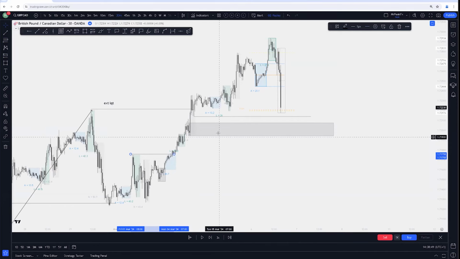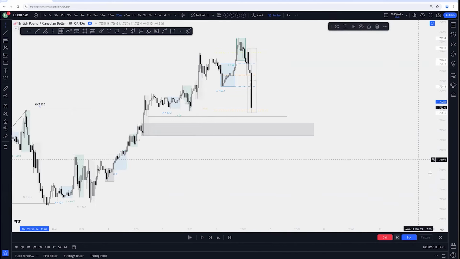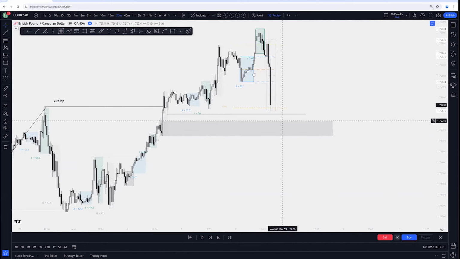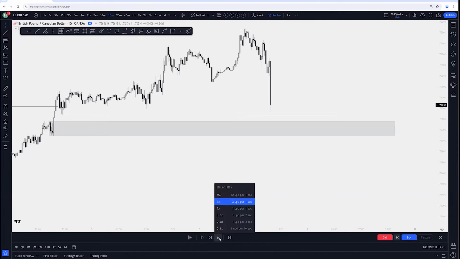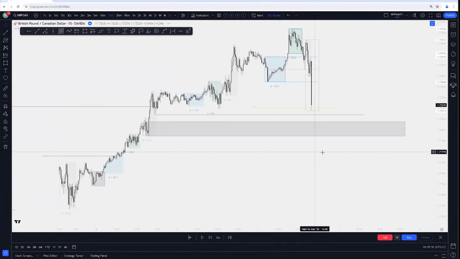So this is my flip, okay? Demand that took out this external liquidity. All right, so I just want to see what price would do around that area. So price came here, started dropping, okay? So let me go to a much lower time frame, maybe 15 minutes, to see what price did.